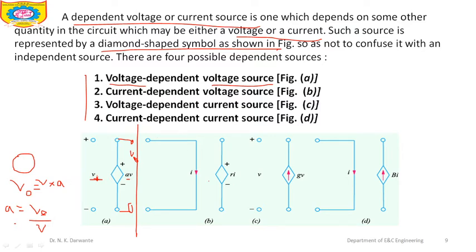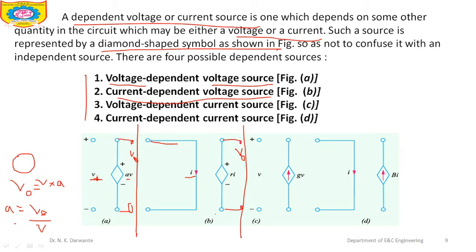Similarly, if your output voltage depends upon the input current, then you can represent that as shown in this figure. Here is the symbol of a current dependent voltage source. That type of source is called a current dependent voltage source. Now here is the input current source as shown. Input current is I, and here you can see that the output voltage across these two terminals depends upon the input current.